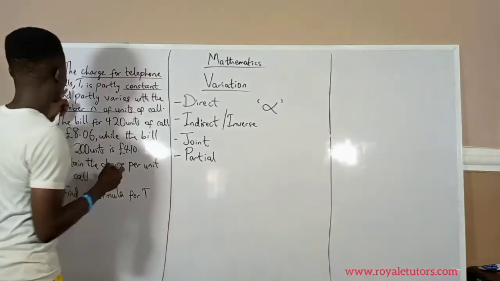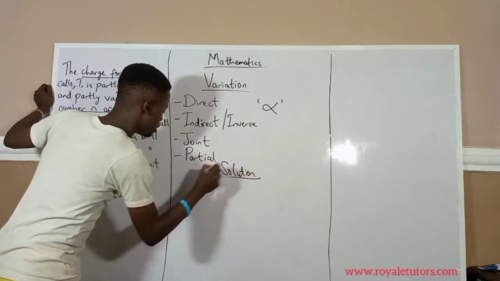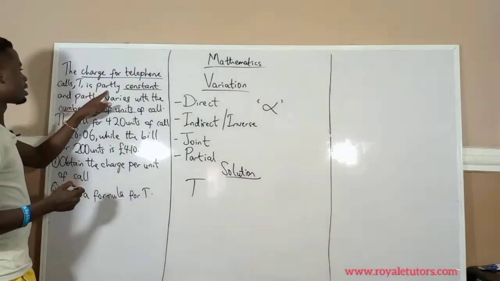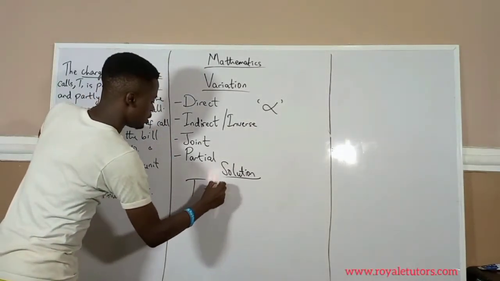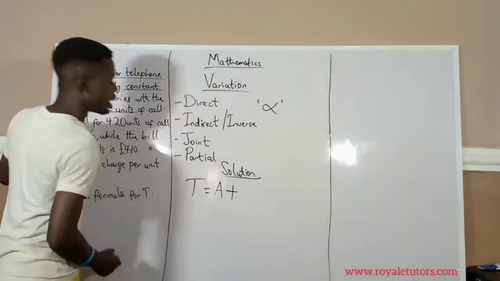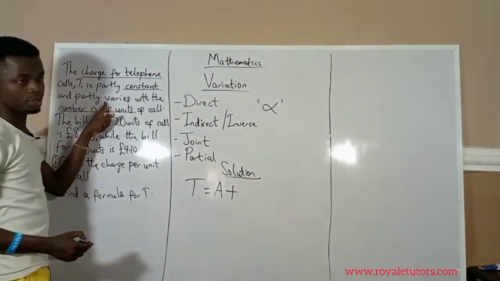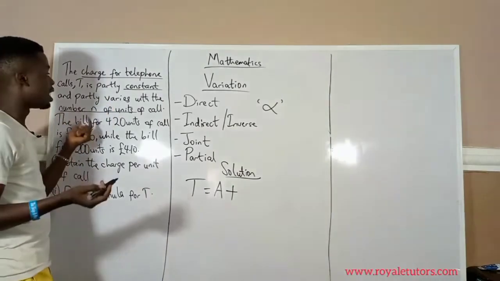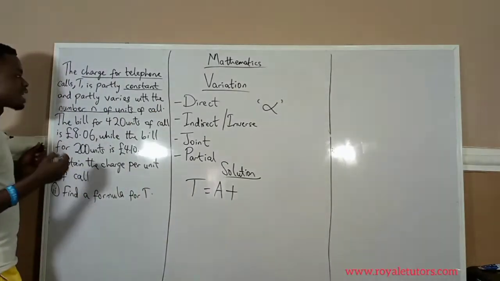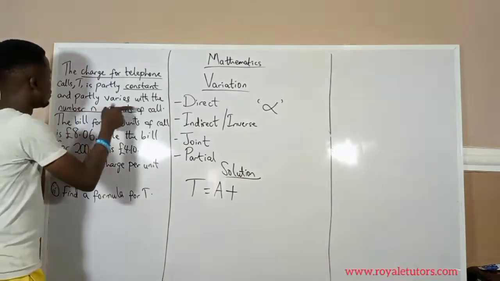Okay, so this is the solution. The charge T is partly constant. So you have the first constant, and in this place, you interpret the word 'and' as plus. Partly varies with the number n of units. Now they are silent about the kind of variation they are talking about. They are not saying whether it partly varies directly or partly varies indirectly. So because of the silence, we go ahead to use direct variation, just like I said in the last video.